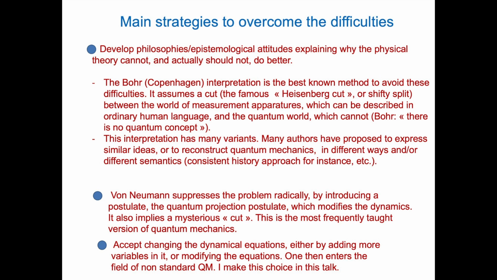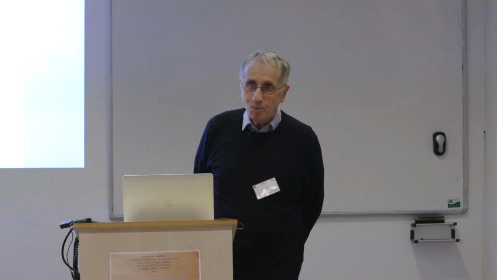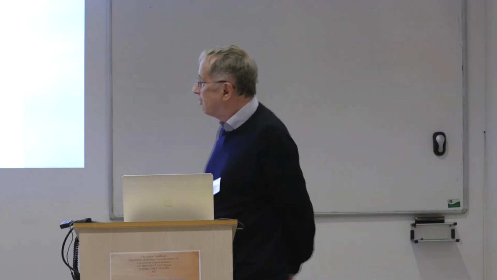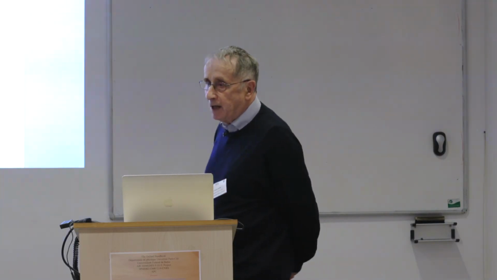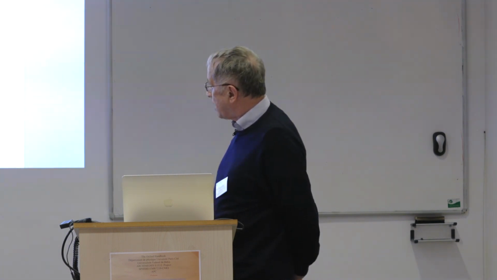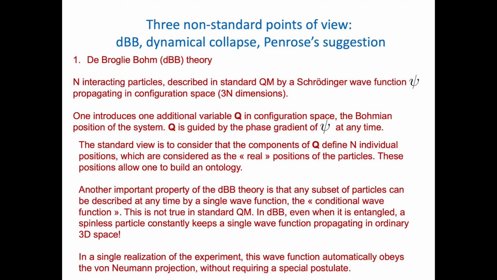Or the last possibility is to accept to change something, to do something. Since there is a problem, after all, it may be useful to try to see if we can change the theory and, of course, change it in a reasonable way so that it won't be contradictory with all the known facts that have been checked with the usual theory. So this is what I'm going to discuss today. So now I will recall three non-standard points of view: DBB, de Broglie-Bohm.